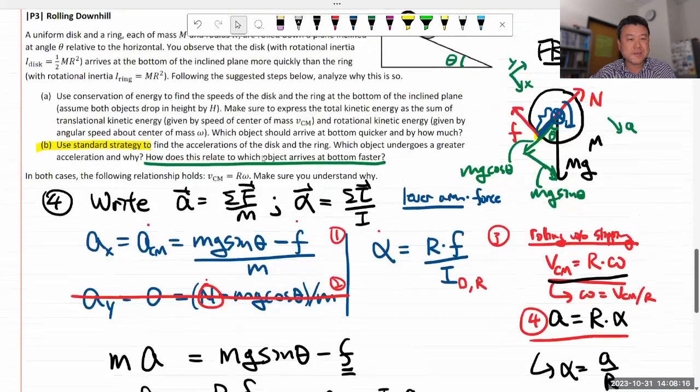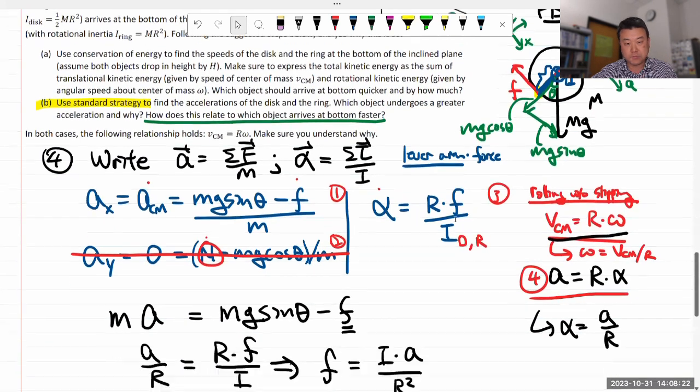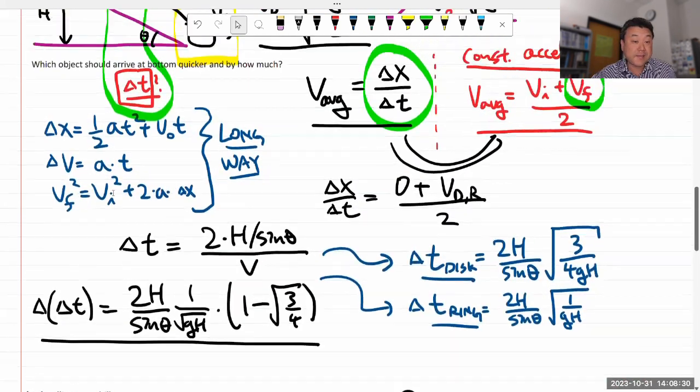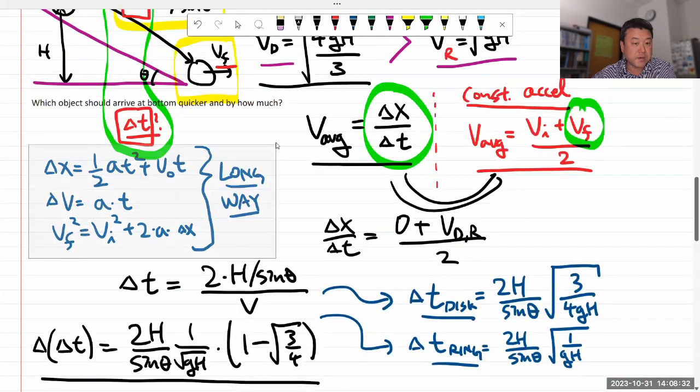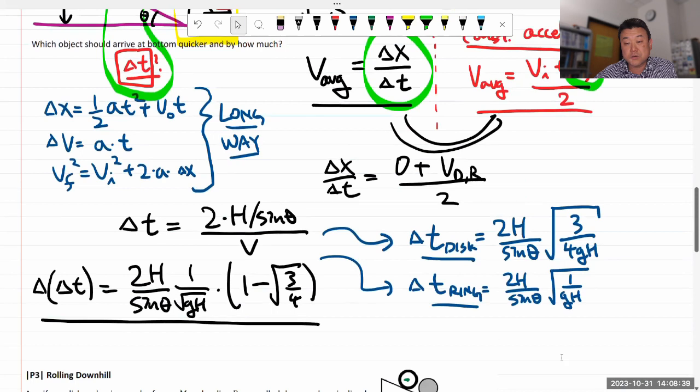The question was asking which object undergoes greater acceleration: the disk. Why? Because of the calculation. How does this relate? The one with the greater acceleration will reach the bottom faster. And if you want the actual time, you can go back, and this time, I think this set of equations will actually be the shorter way. So you can go through these and calculate the time, and the answer you get should agree with these. And this is about 40 minutes.